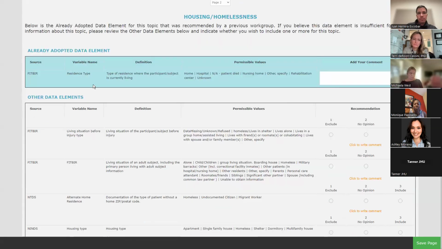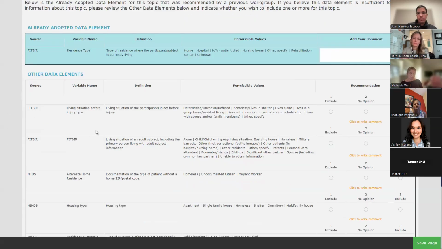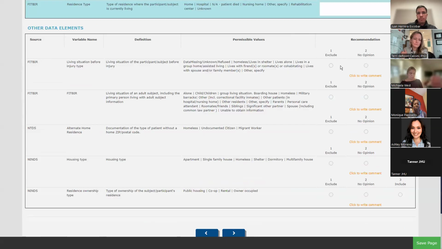And then when it comes to the different other elements that have to do with housing at the bottom, we have the option to exclude if you think that it's just not a good definition, no opinion if maybe this isn't your particular subject area of expertise, and then include if you think that this is a really good definition, we should add this one into the system.